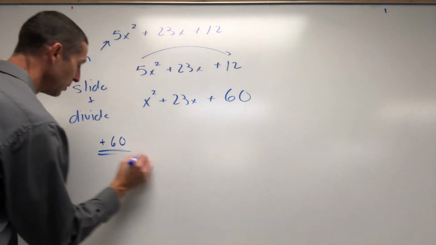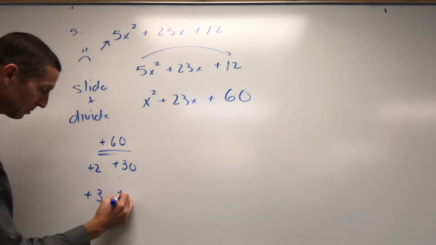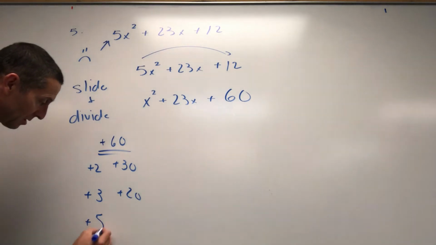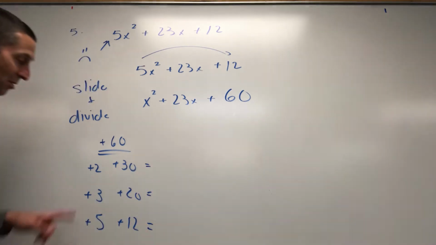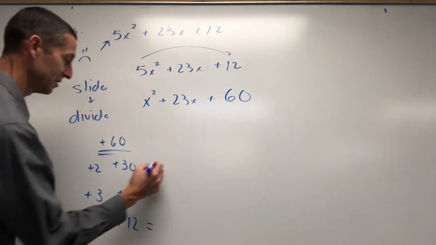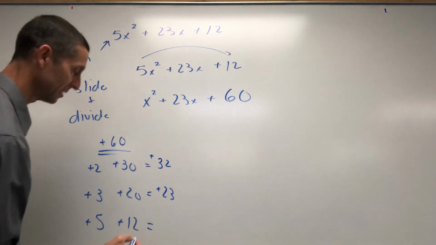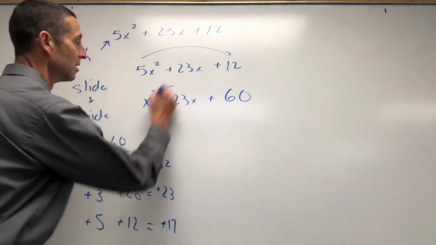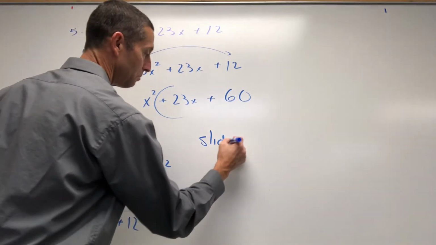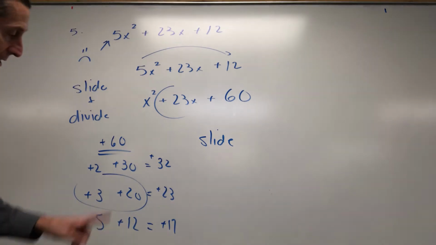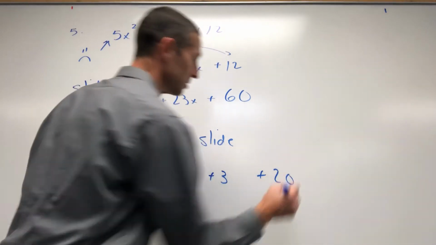So of all the ways to get 60, plus 2, plus 30, plus 3, plus 20, plus 5, plus 12, well, I'm running out of room. Let's go with what we've got, because I think that'll get us. So here's 32, here's 23, yeah, that's what we need. Here's 17. So 23 is our number. So the whole purpose of the slide is to give us these two numbers, plus 3, plus 20.